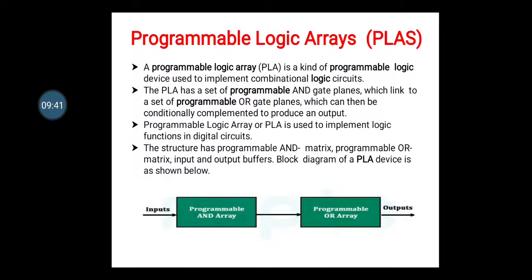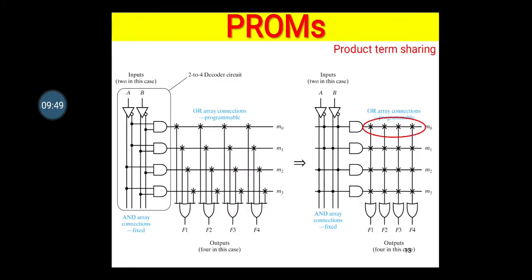The block diagram of the PLA device is as shown here. Programmable AND gate array, programmable OR gate array, that is of PLA. Then here also you can see PROM. So the first, A and B you can see, those are your buffers, then you have AND gate arrays, and then you have OR gate arrays, and these are the connections in the PROM shown. So wherever there is a cross, that means the input is connected by the user. So if you don't put the cross, that means there is no connection.